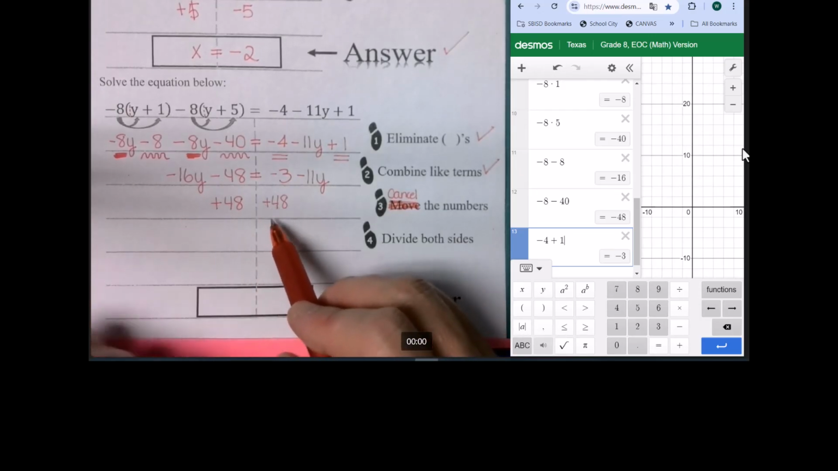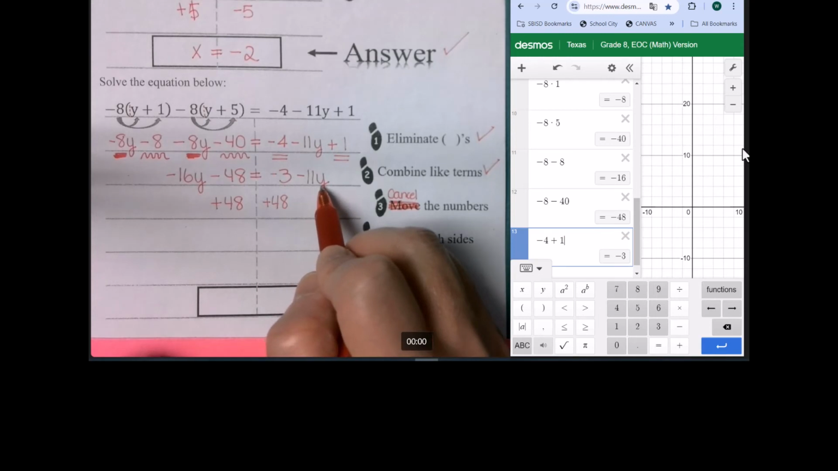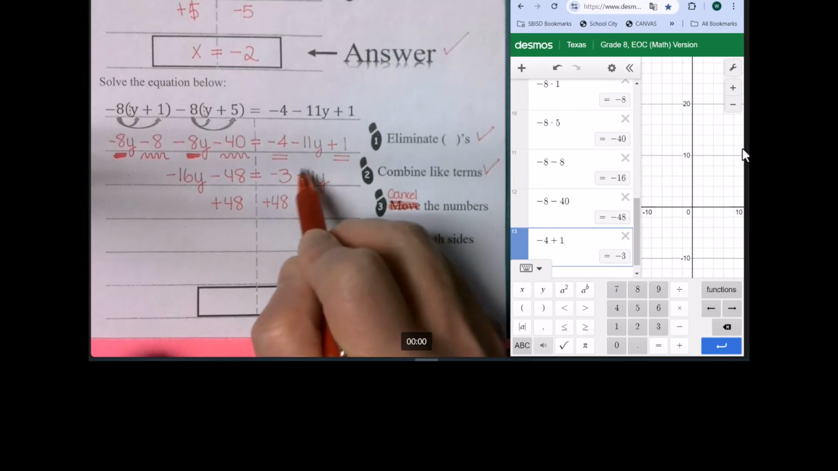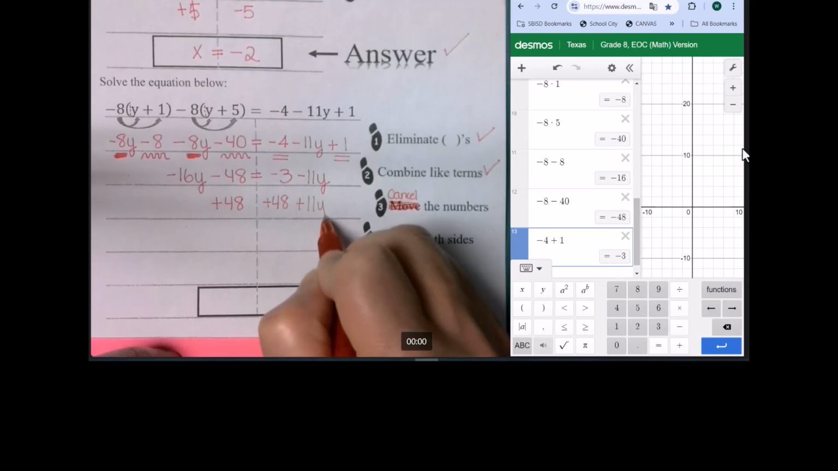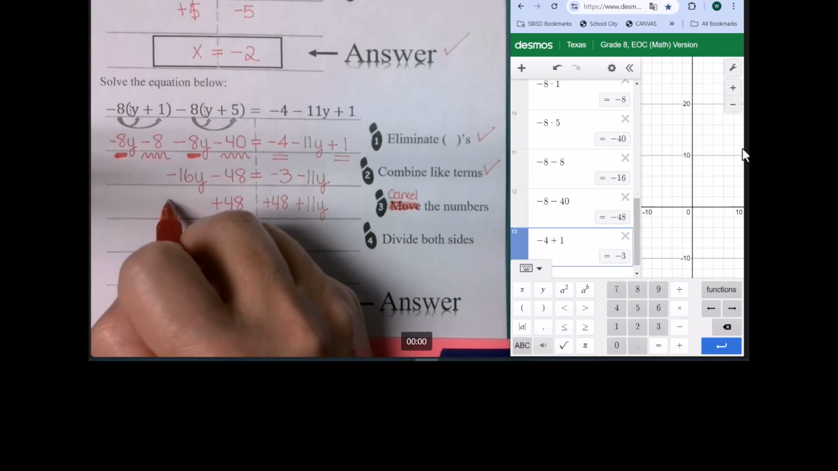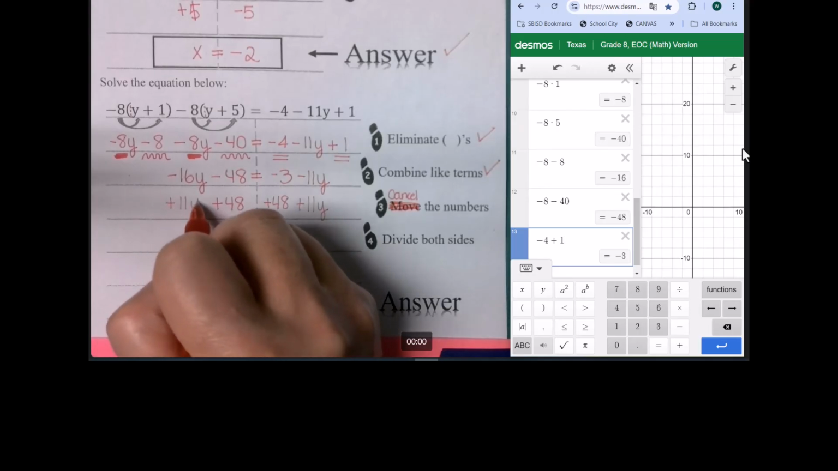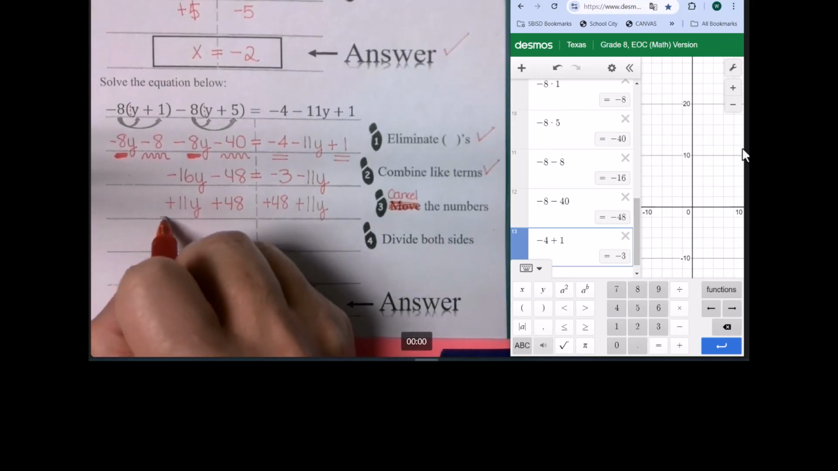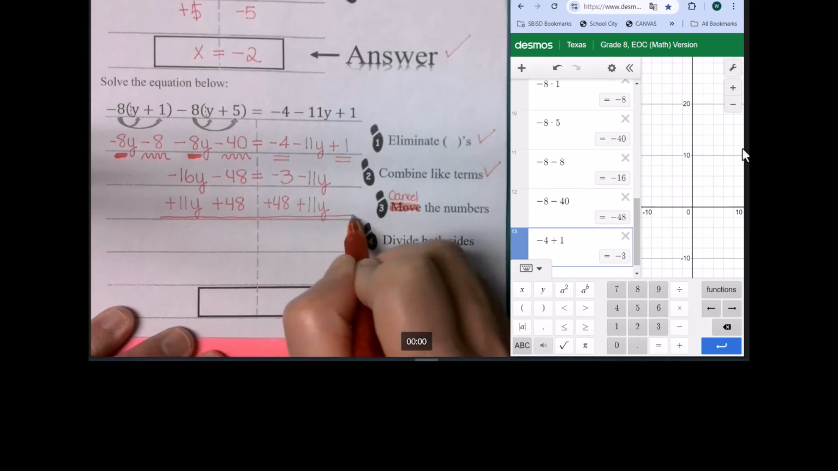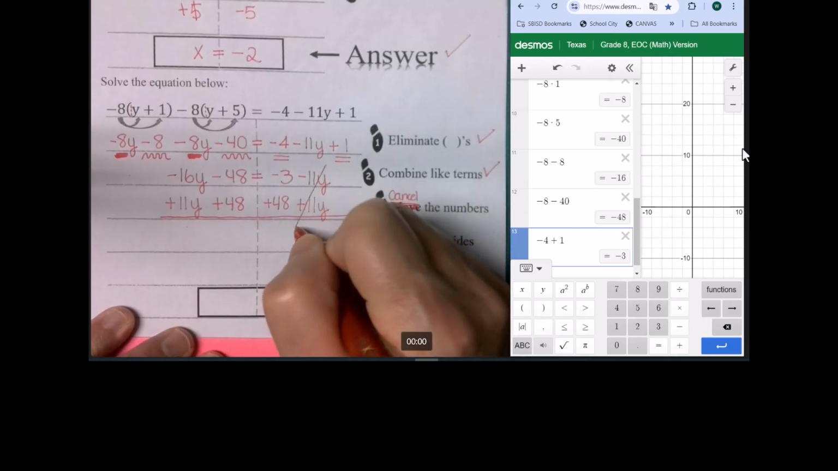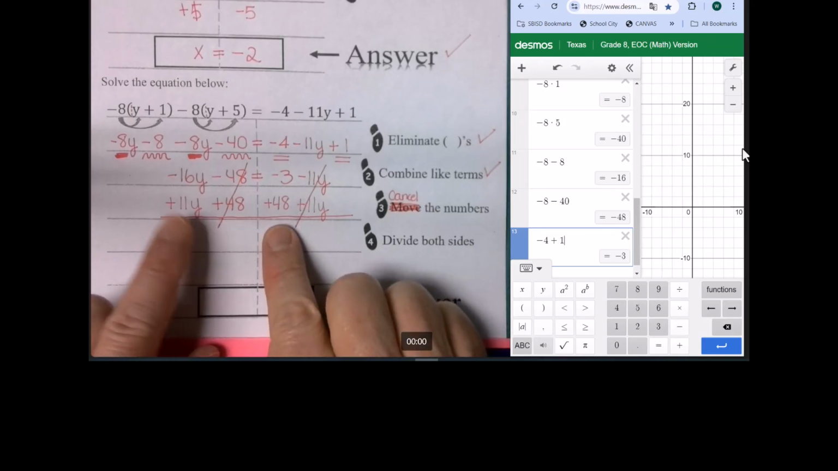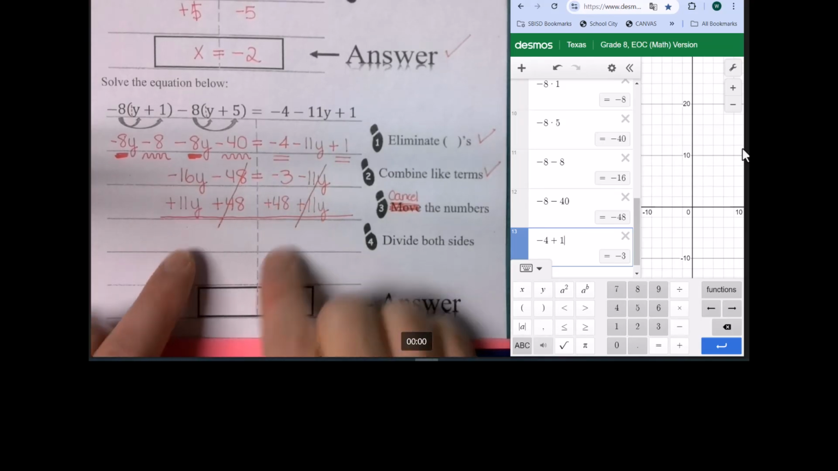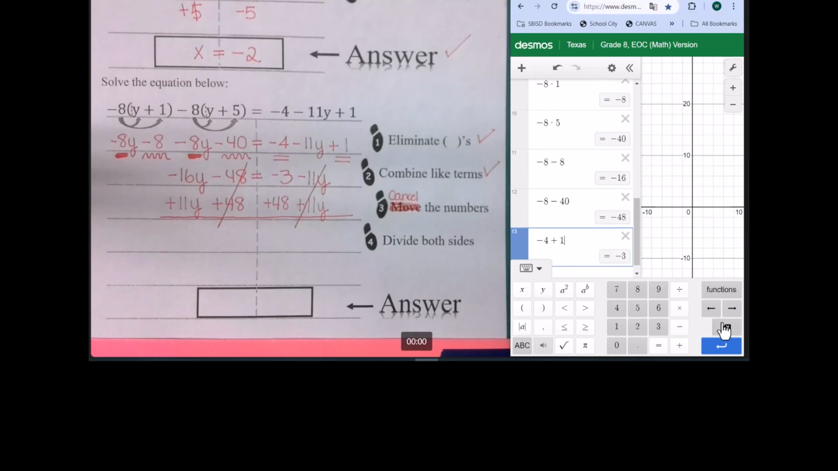Now, who else is on the wrong side? Well, 11y is on this side, and this side is reserved for numbers without letters. So we need to cancel negative 11y. So what we're going to do is we're going to add 11y to both sides. Now that I've done that, I draw a line. The 11 cancels, the 48 cancels, and then I'm left with this. Numbers with letters, numbers without letters, and now I can use the calculator.